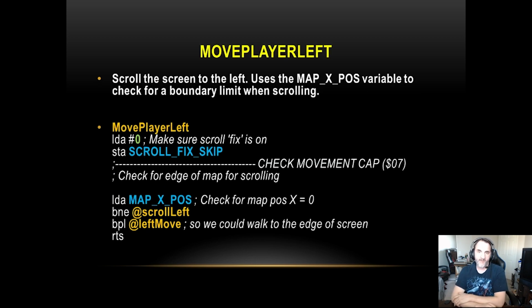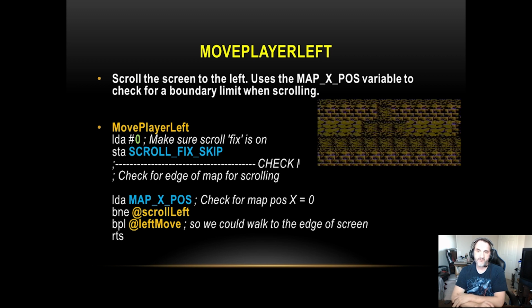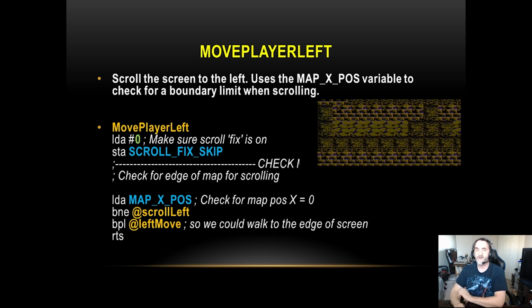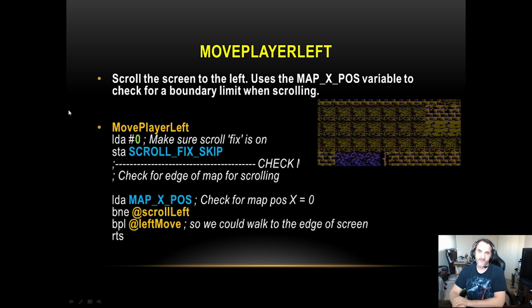Now we have move player left. Scroll the screen to the left. Uses the mapX_POS variable to check for a boundary limit when scrolling. And it's the same thing, except this time we're going to the left and we're checking the map limits to the left.